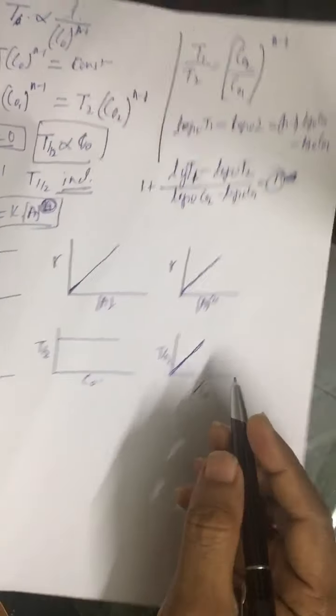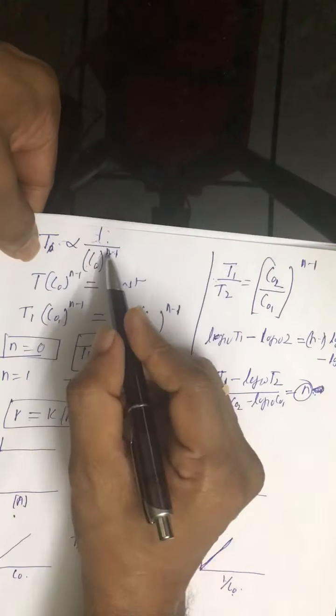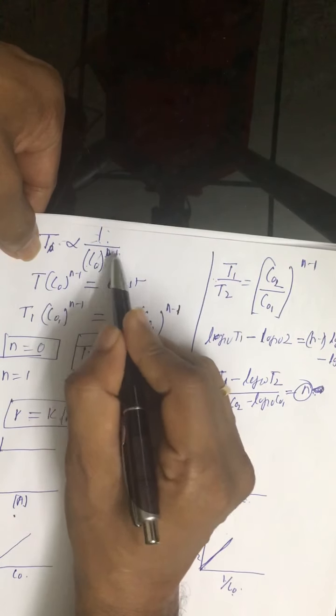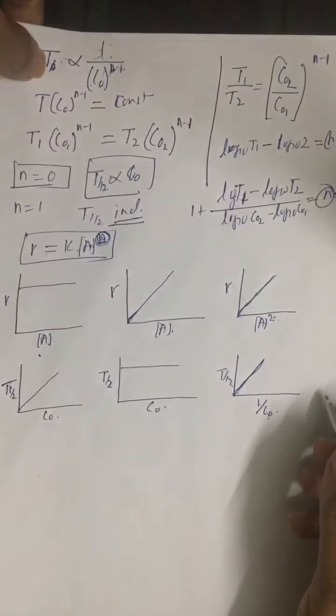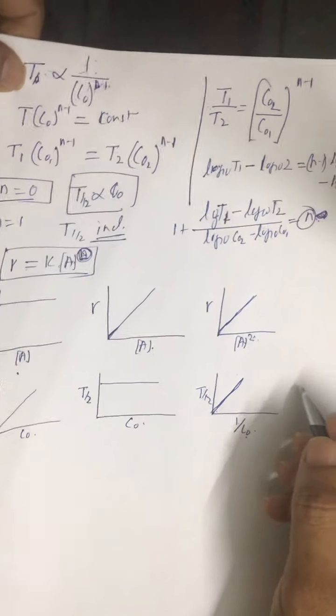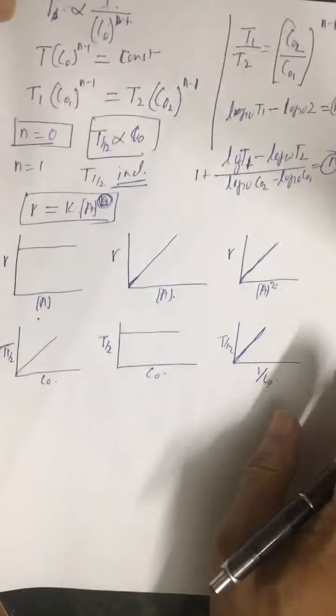So for third order reaction, again what will you do? You will put the value of n equal to 3. 3 minus 1 is 2. So T half is inversely proportional to square of C0. Then you draw a graph.